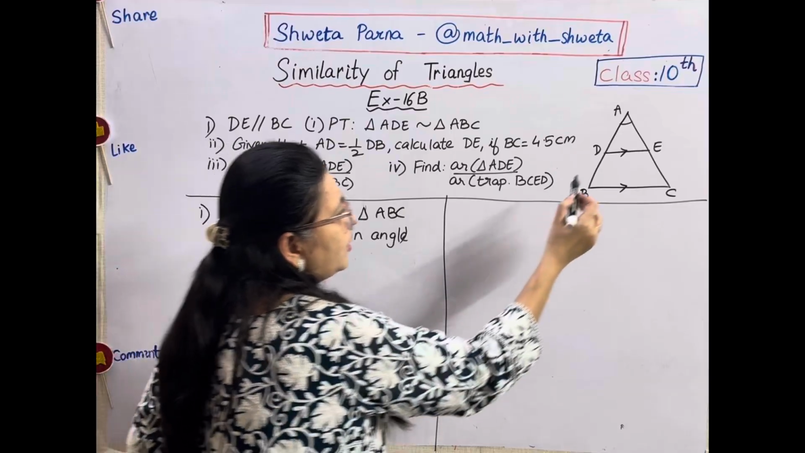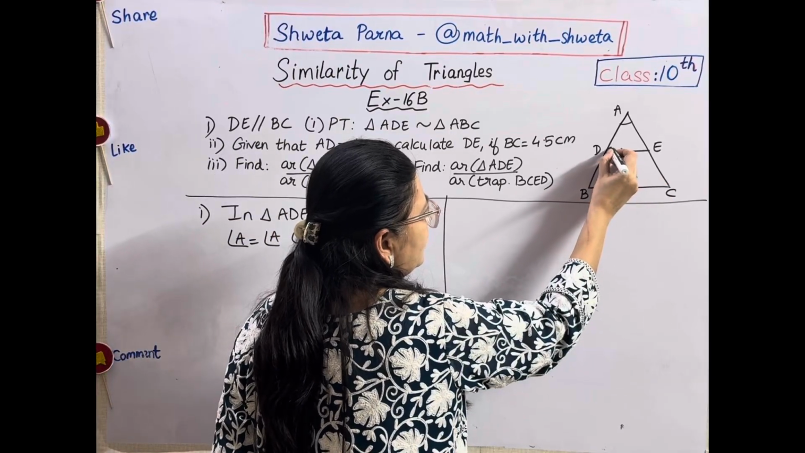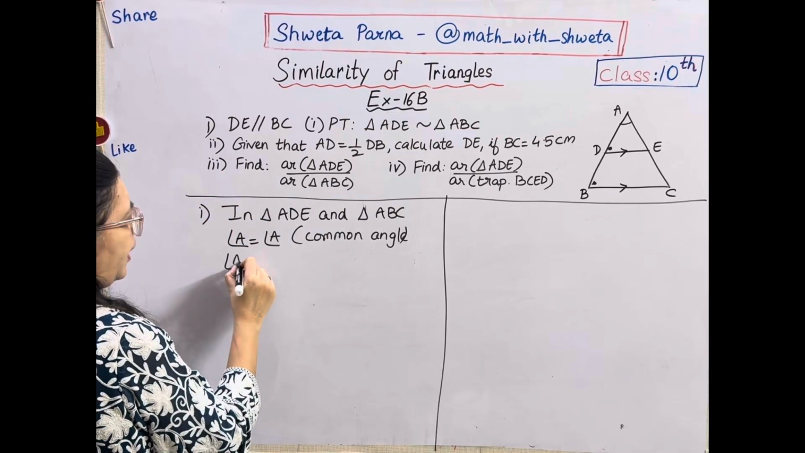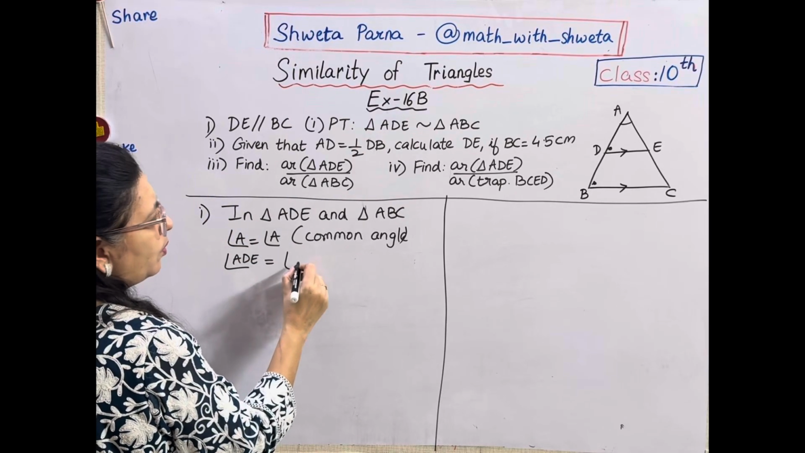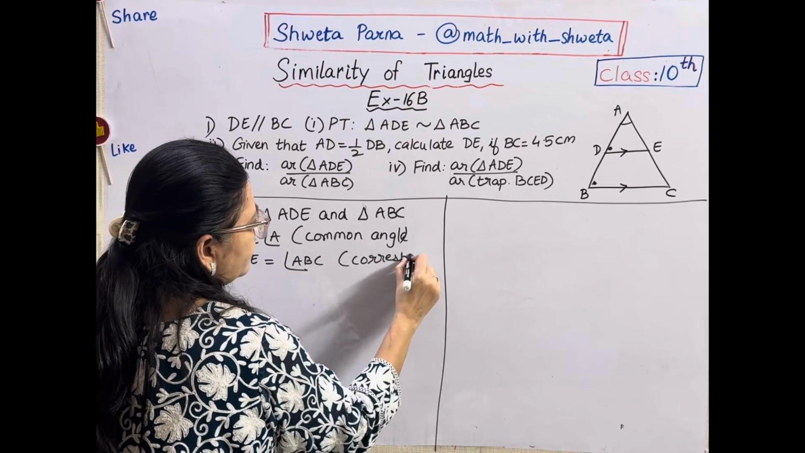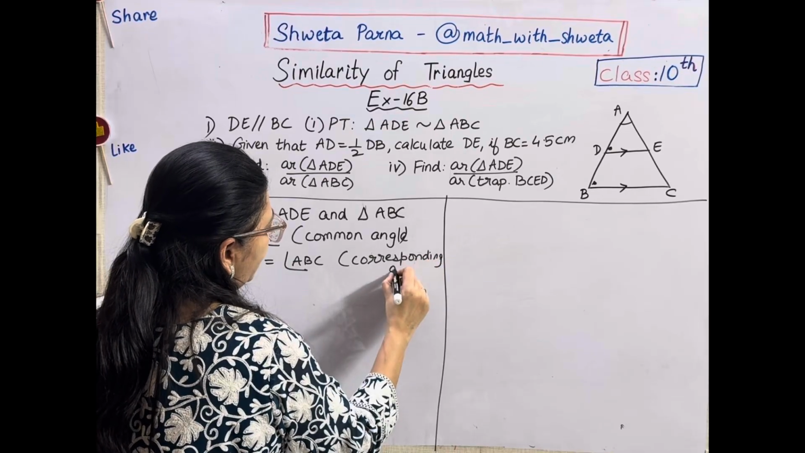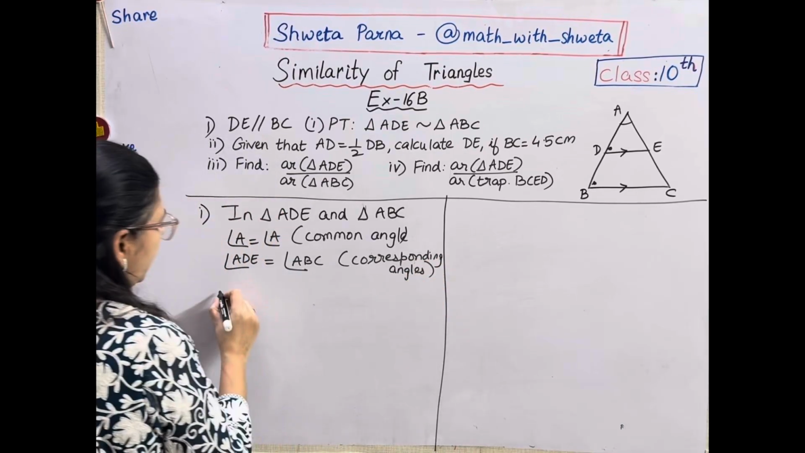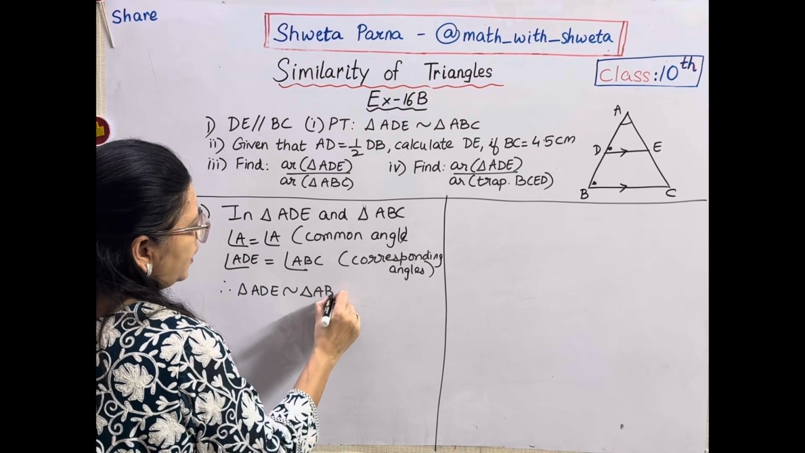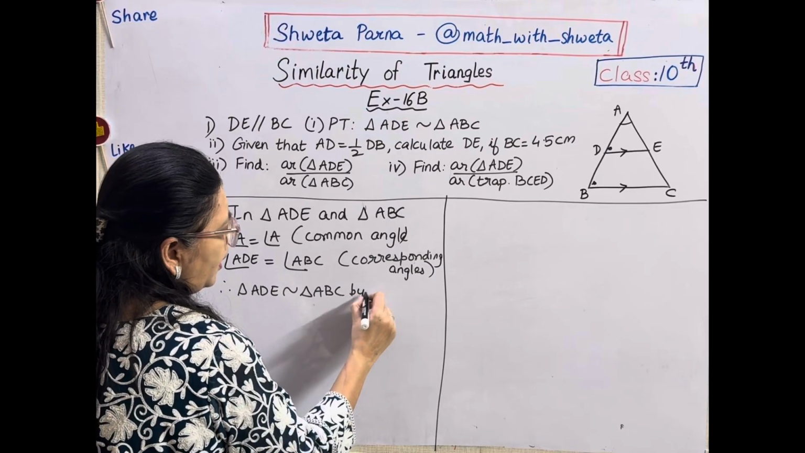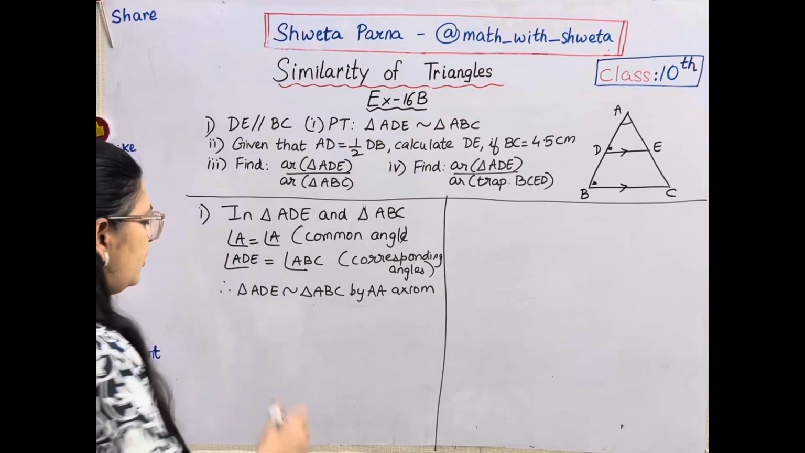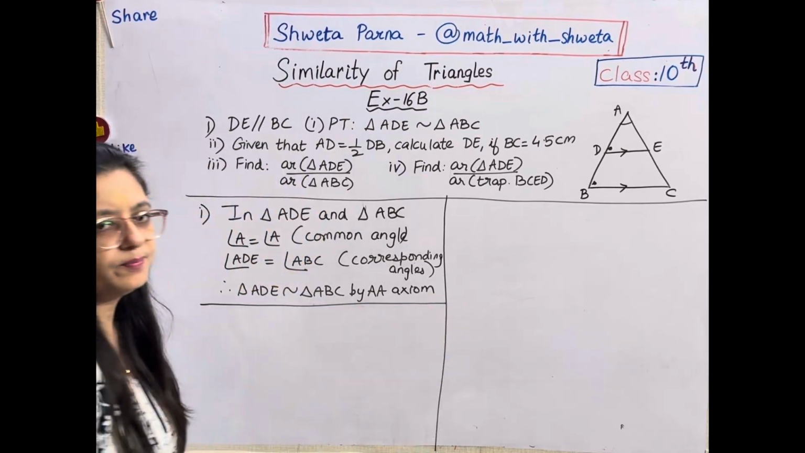Then since these two sides are parallel, this angle and this angle will be equal, corresponding angles. So angle ADE is equal to angle ABC, corresponding angles. Corresponding angles are equal, right? So therefore triangle ADE is similar to triangle ABC. Both are angles. So by the AA axiom test of similarity, you write the entire thing.